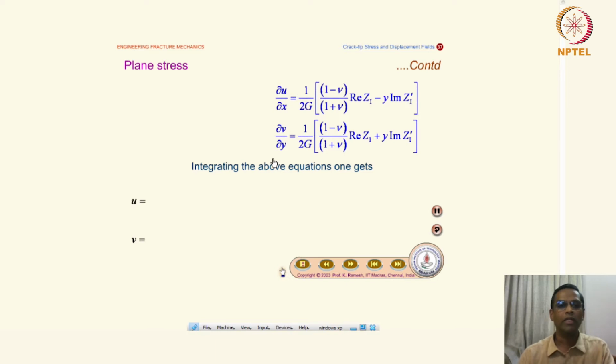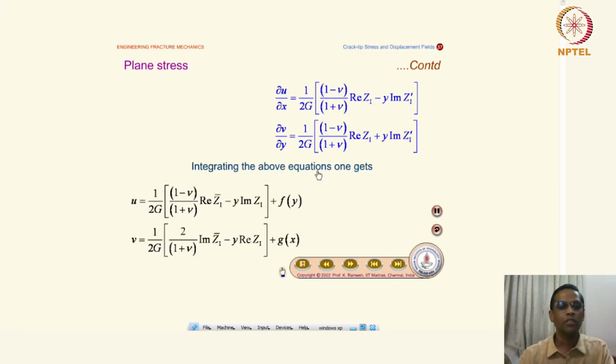Now we are interested in getting the displacement field, right? Since we have this expression for dou u by dou x, integrating this expression, you will get the u component. So that is what is given here. After integration, it's very simple because we have already defined this integral and differential form of this stress function earlier. So it is very easy to rewrite this expression in terms of u.